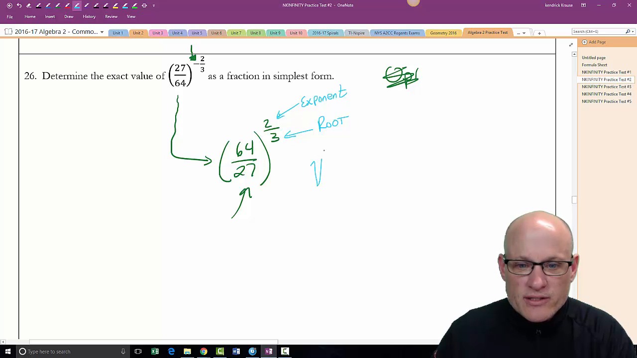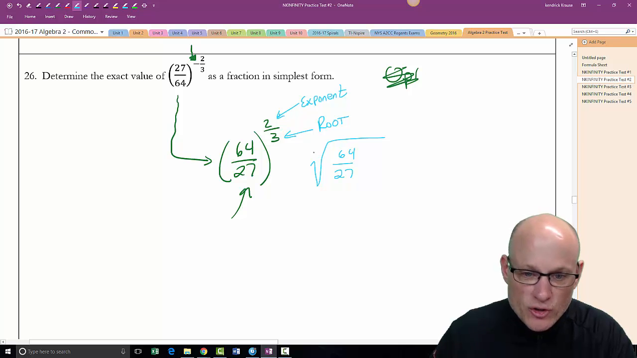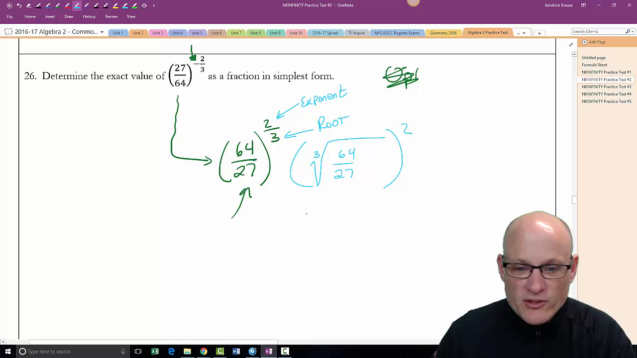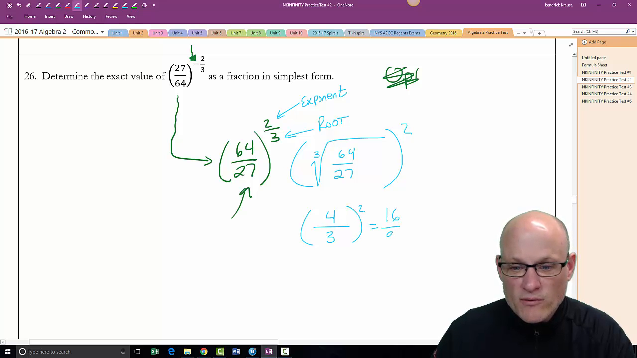So what we're going to do is take the cube root of 64 over 27, and then take that whole thing and square it. Well, the cube root of 64 is 4. The cube root of 27 is 3. So really what we have is 4 over 3 squared, which is 16 over 9.